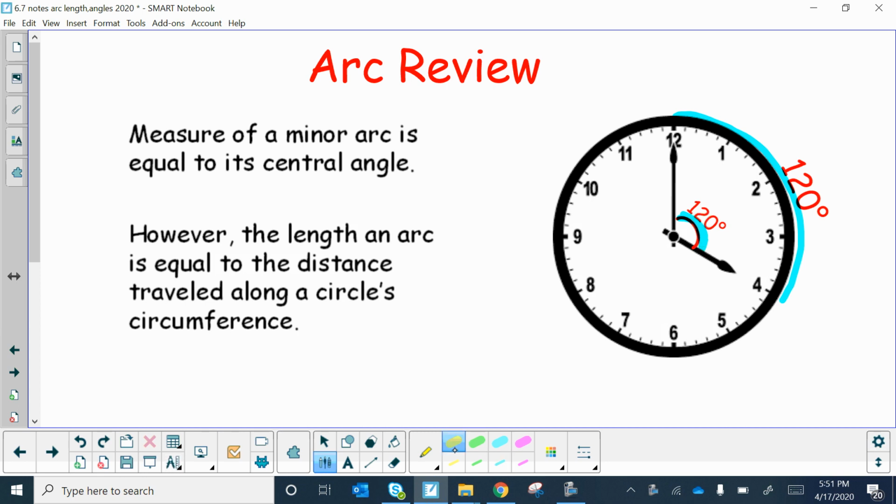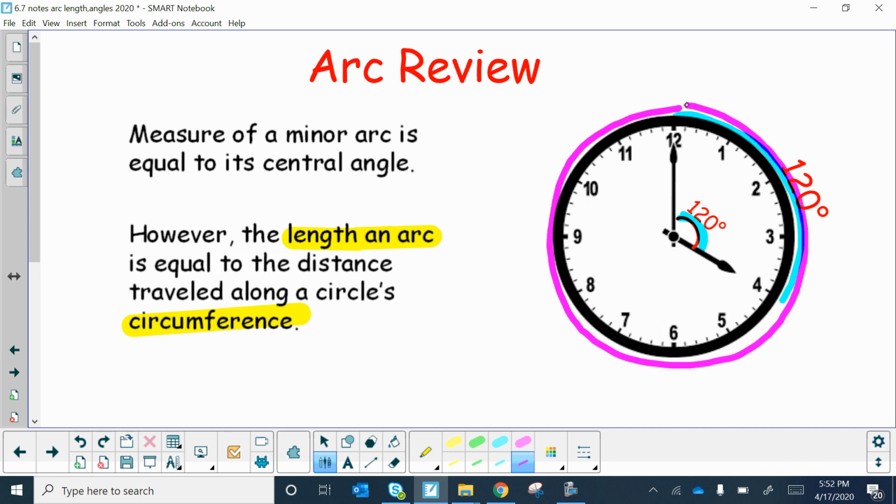However, what we're going to talk about this time is the length of the arc. The length of the arc is equal to the distance traveled along the circle's circumference. So if I were to ask you how long it is if you were to walk in a circle like this, well, you would just figure out what the circumference is, right? The circumference formula is 2 pi r. So you would do that.